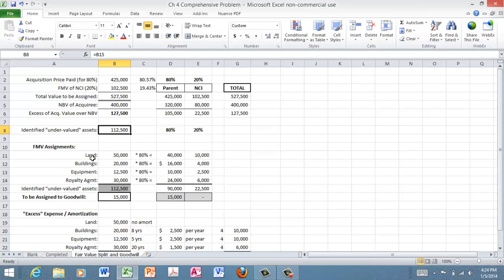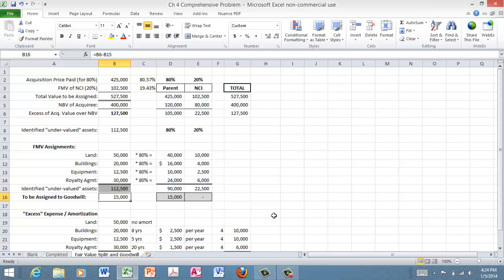They give you the identified assets. In this case, we've got land, buildings, equipment, and a royalty agreement that are all listed out there, and these amounts are given to you as far as how those captions on your balance sheet are undervalued. And so all we're going to do is take the 112,500 and assign it to these various assets. And of course, you see the sum. You look down here at my formula bar, and you can see the sum is 112,500.